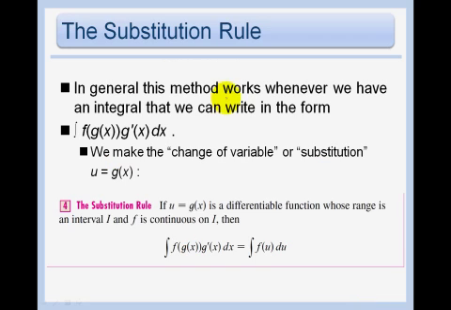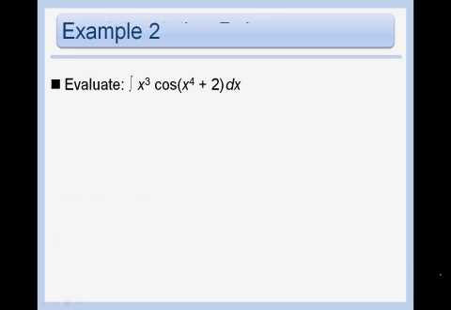In general, this method works whenever we have an integral that we can write in the form f of g of x times g prime of x. So this is just a chain that we have, and we are going to undo it. So what pops out at you that might be our u? Hopefully this is popping out at you. Let's try it. Doesn't always work, but let's try it. Let's let u be x to the 4th plus 2.